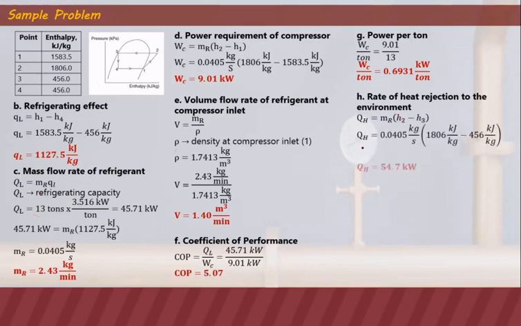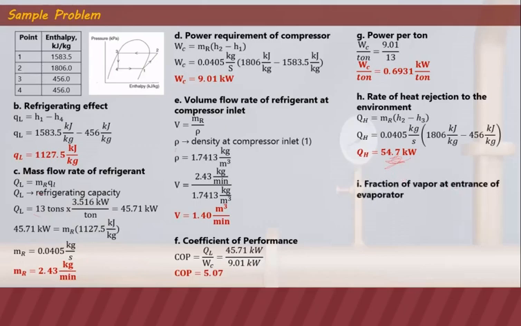Substituting, we have 54.7 kilowatt. So the rate of heat rejection to the environment is 54.7 kilowatt. You can see this is an enormous amount of energy, because our power requirement for the compressor is 9.01 kilowatt, but this one is 54.7 kilowatt.